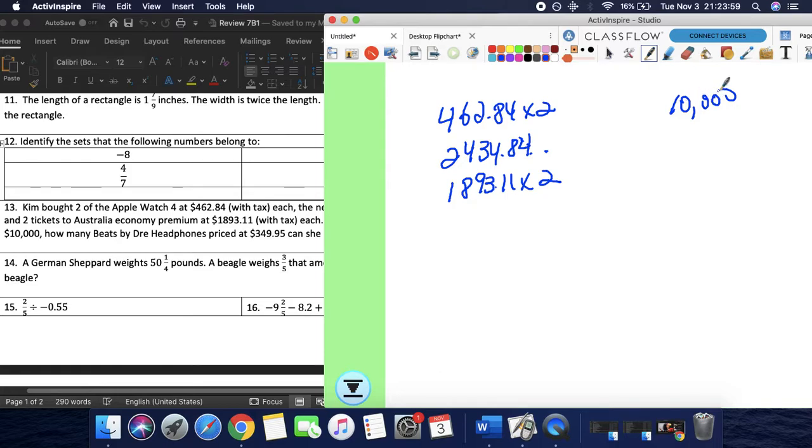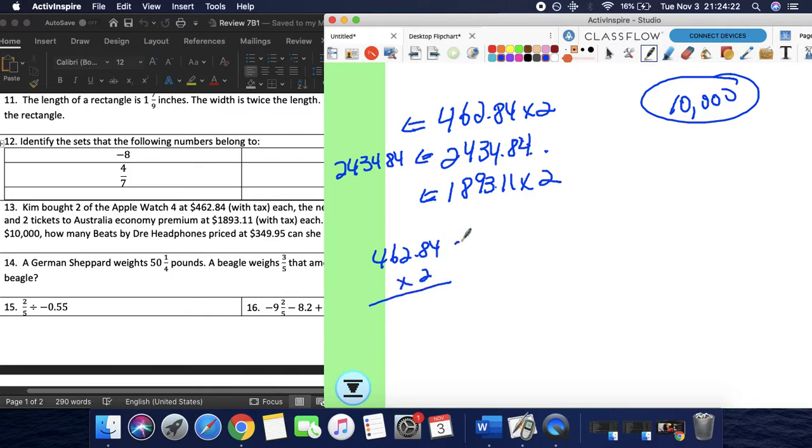With the leftover money, how many Beats by Dr. Dre headphones can she buy? Well, let's find out how much she has left over, if she has anything left over. The MacBook Pro stays because there's only one of them, thankfully. These two I have to multiply by 2: 462.84 times 2. There are two decimal places here, which means my answer has to have 2 decimal places. So 2 and 4 is 8, 16, 5, 12, 9.